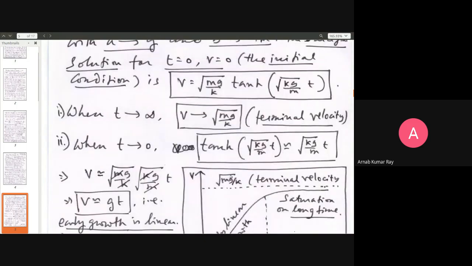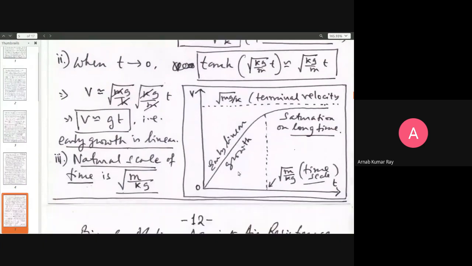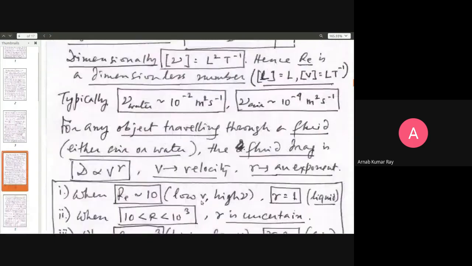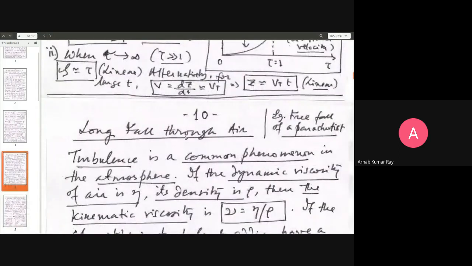Anyway, there is another fluid motion problem that we would now like to discuss. That is bicycle motion against air resistance. Earlier, in this problem, it was long fall through air. An object is falling vertically through air, coming down along the z-axis.